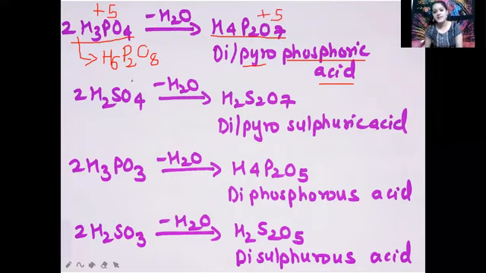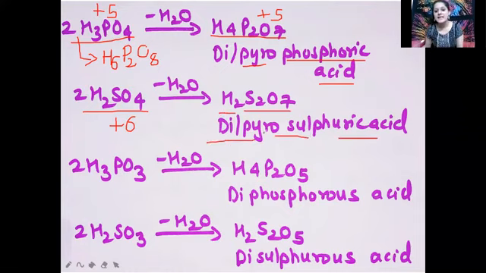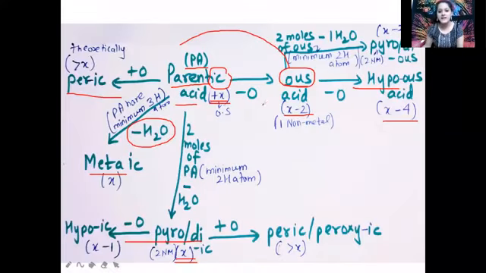Similarly, let us see one more example. Sulfuric acid is the parent -ic acid for sulfur. So here the oxidation state of sulfur is plus 6. What we will do to get pyrosulfuric acid? Take 2 moles of H2SO4 and remove one water molecule from it, and you will end up with di or pyrosulfuric acid. So it is that easy to remember when to use meta, when to use pyro, when to use -ous, when to use hypo-ous.